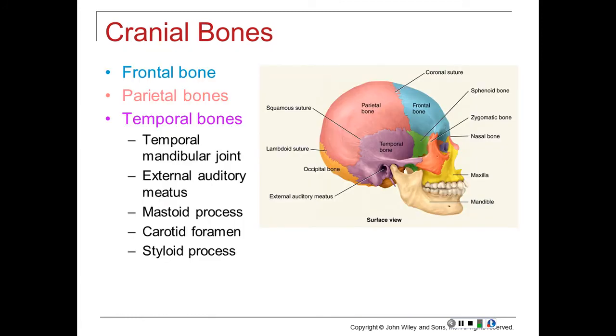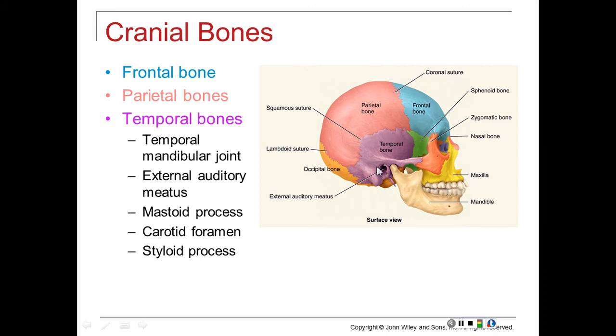So let's begin with the cranial bones. You have this nice color-coded picture here. The frontal bone is this blue bone right on the front and the frontal region of your skull. The parietal bones on the sides. On the back in the occipital region is your occipital bone, and then your temporal bone is near your temples.